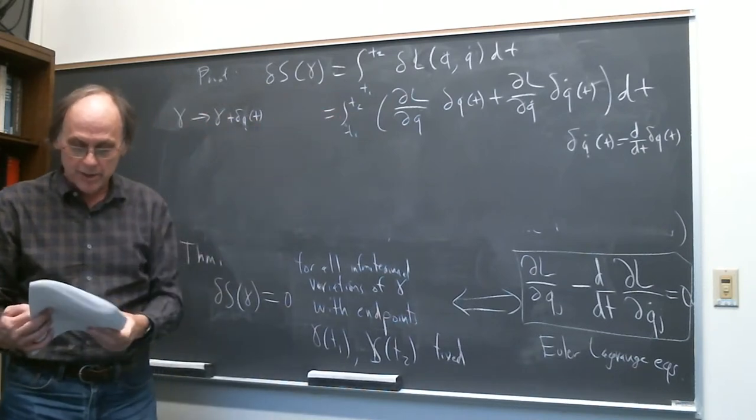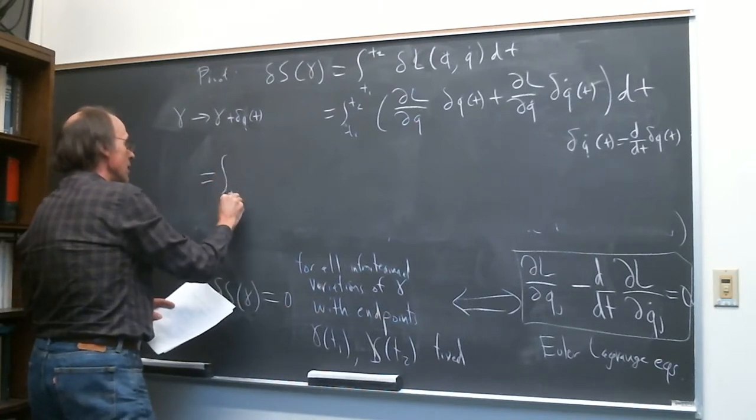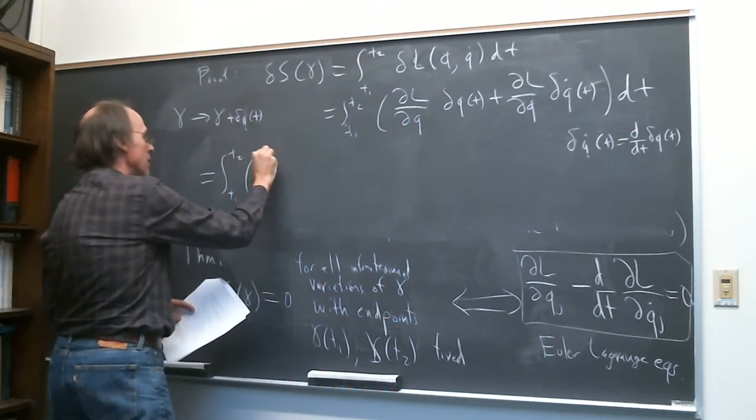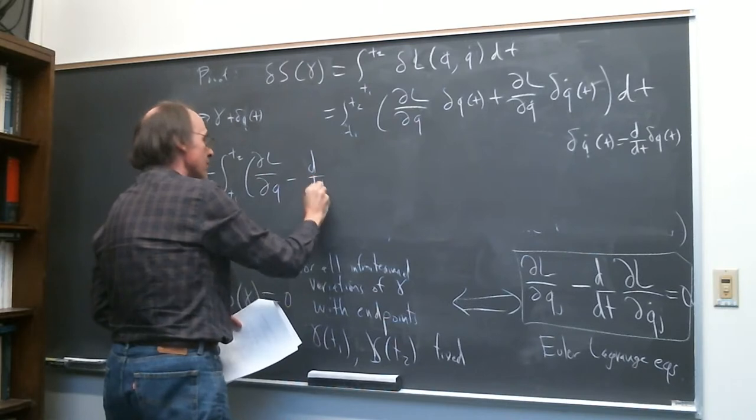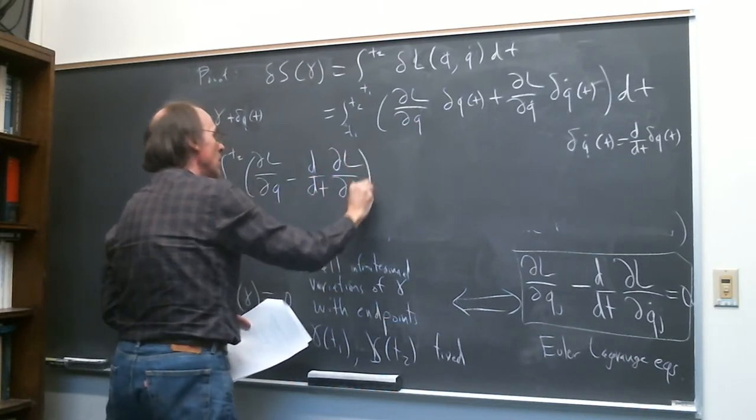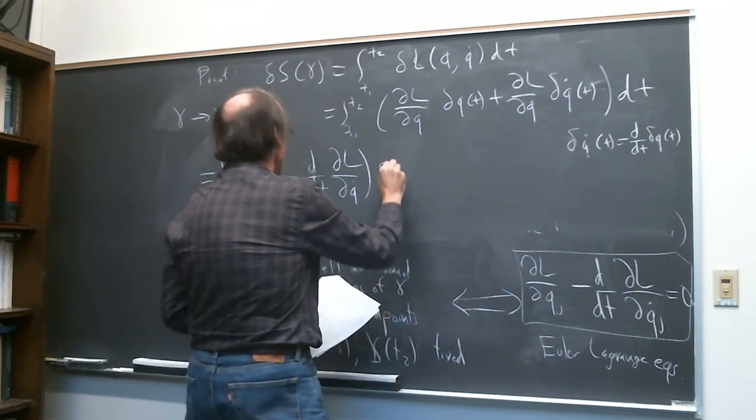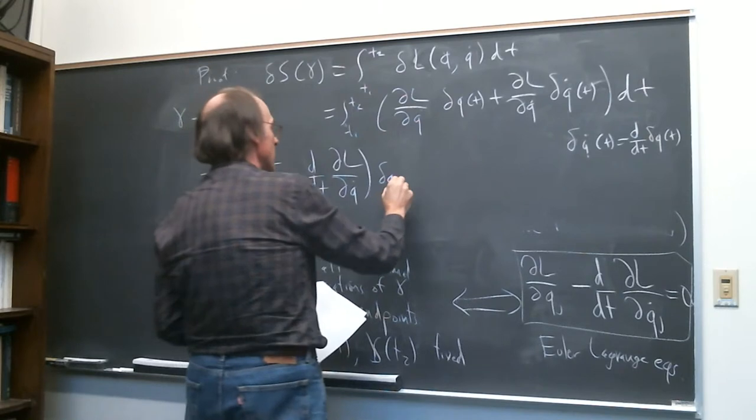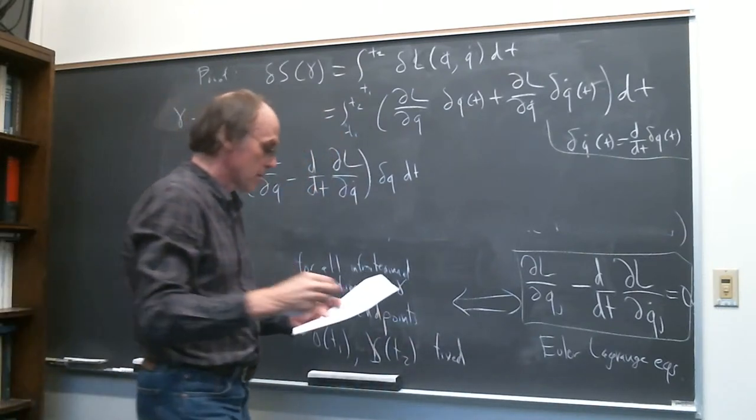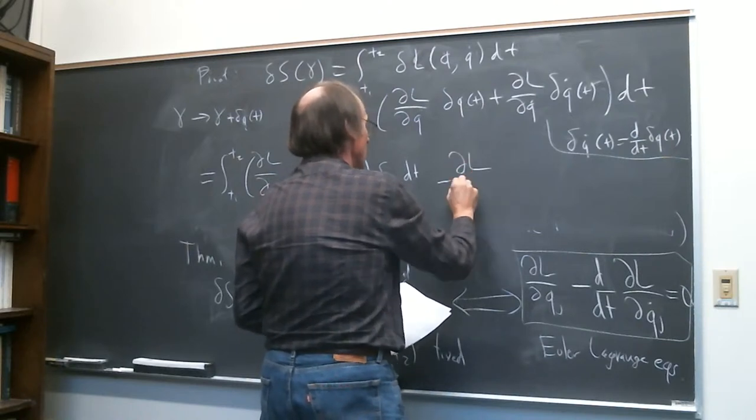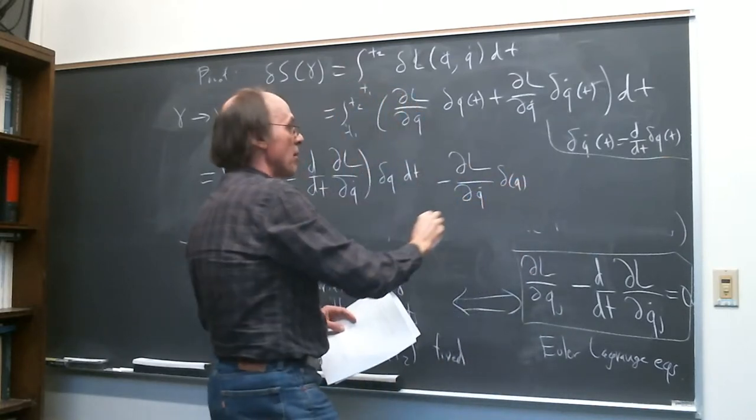Anyway, you basically do a calculation with an integration by parts, and rearrange terms, and what you get is that this is the integral from T1 to T2 of dL/dq minus d/dt of dL/dq dot, times delta q. So it's got a term like this. And then there's also going to be a term, dL/dq dot times delta q, coming from the integration by parts.